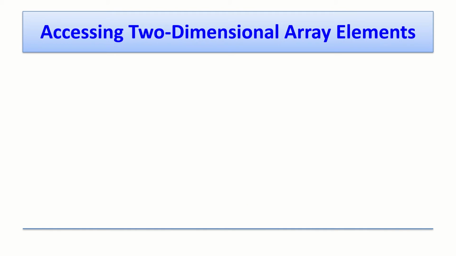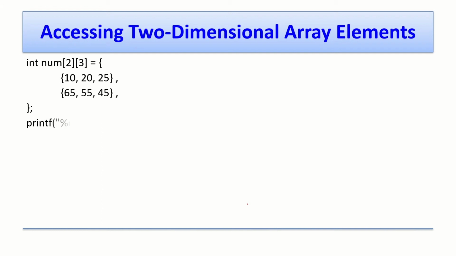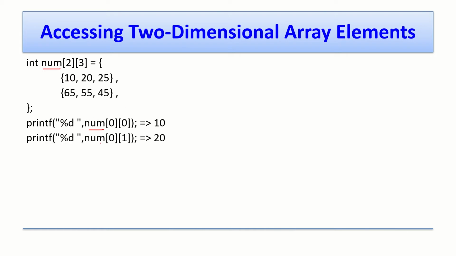Okay. And then how to access two-dimensional array elements, all right? So in here, this is my 2D array. We can use the indexes for accessing array elements. So if you print the 0, 0 index followed by the array name, so here the array name is num, num[0][0], which is 10. If you print num[0][1], which is 20. This is because it is for the 0th row, right?